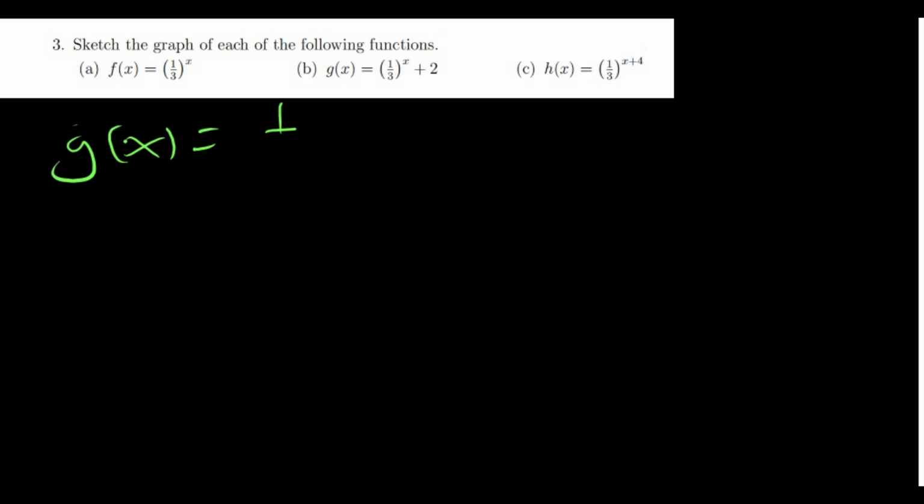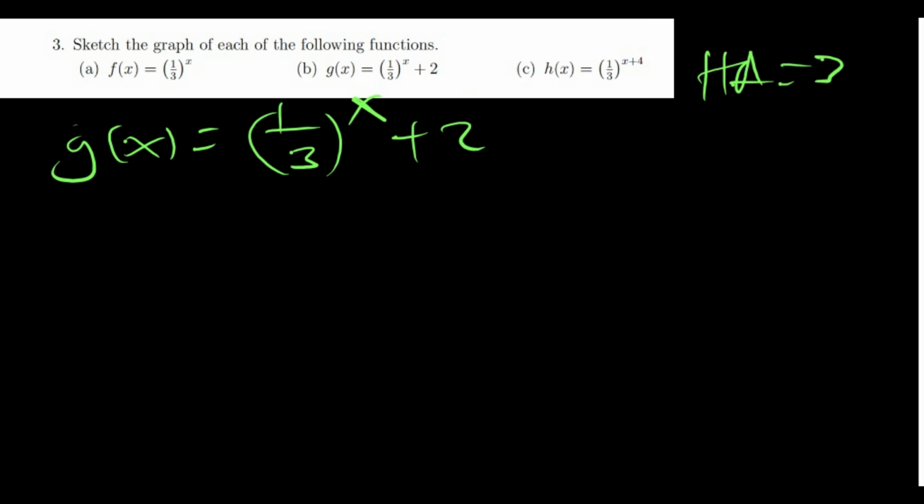We have g of x equals 1 over 3 to the power x, plus 2. Now here we have got plus 2, that is definitely our horizontal asymptote. So our horizontal asymptote in that case is positive 2. After identifying the horizontal asymptote, it is going to be very easy now. So I'll put my horizontal asymptote at 2. I equate the power to two things, 0 and 1.